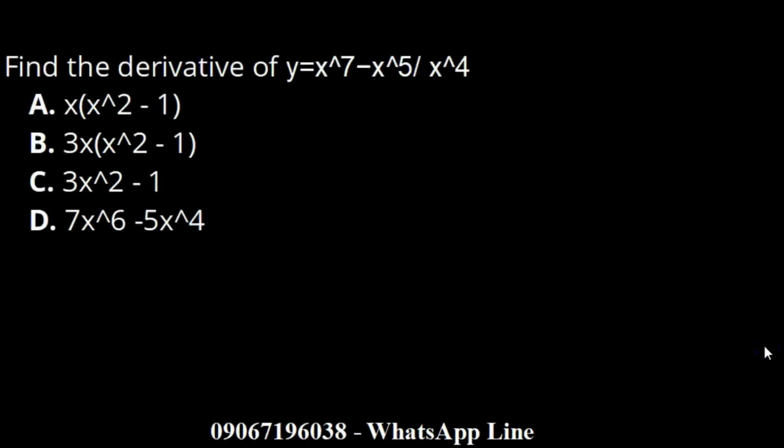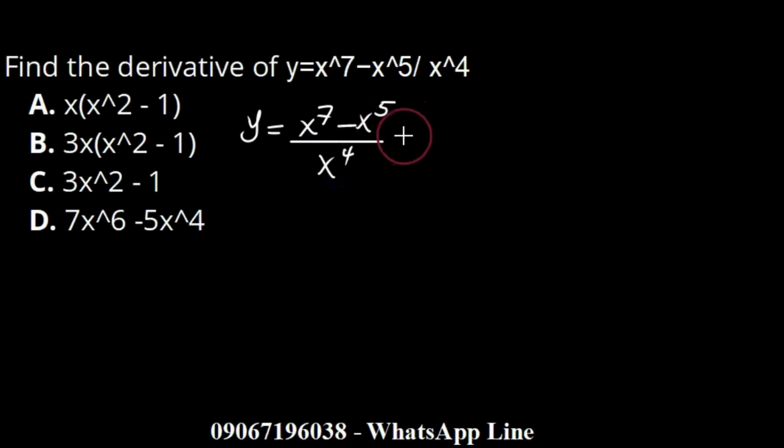So look at question one. Question one says, find the derivative of y equals x to the power 7 minus x to the power 5, divided by x raised to the power of 4. So let's write this question out. y equals x raised to the power 7 minus x raised to the power 5, all divided by x raised to the power 4.